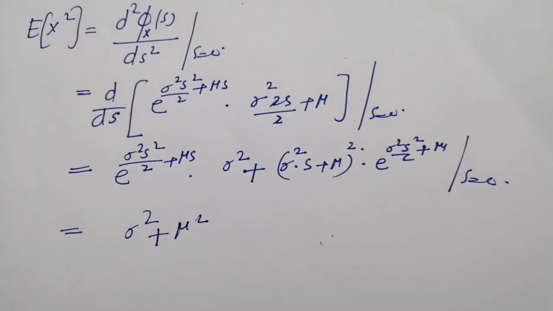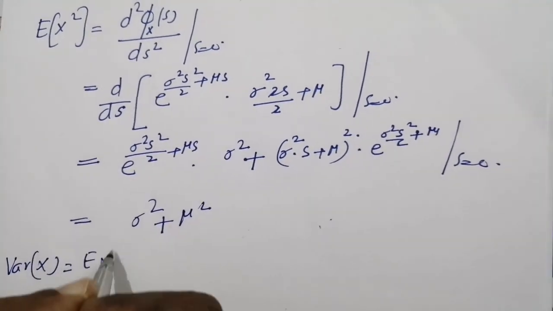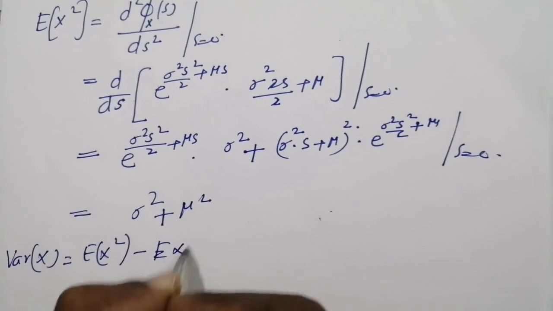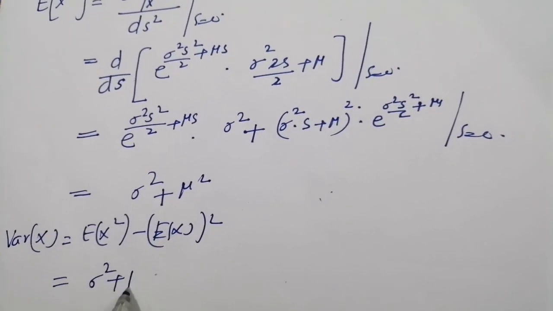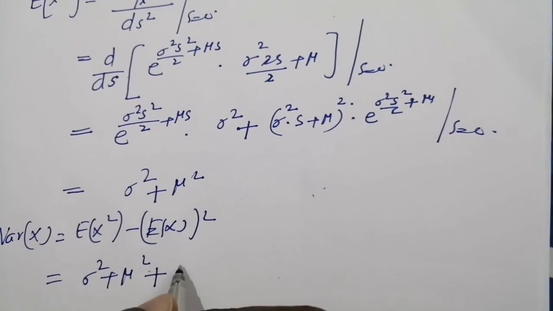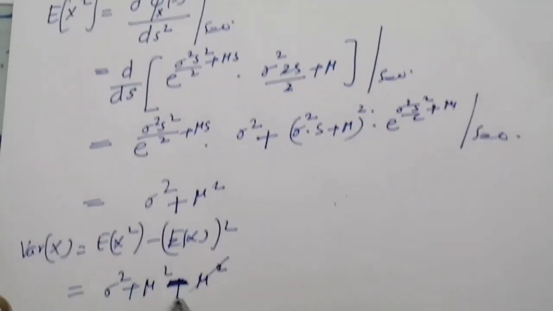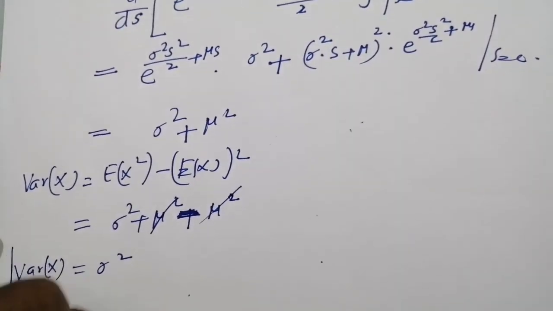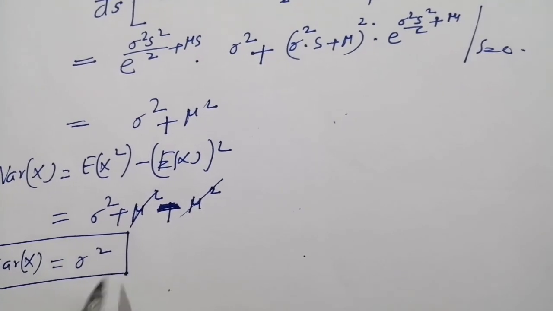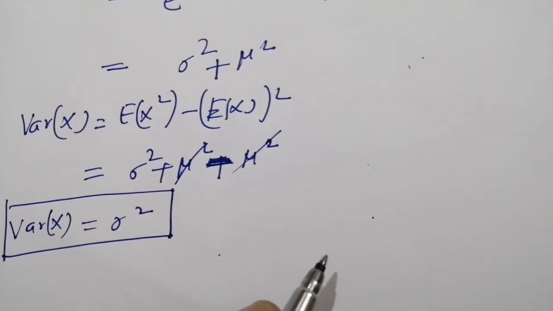Now the variance of x is expectation of x square minus expectation of x the whole square. This will be equal to sigma square plus mu square minus mu the whole square. Mu square cancels, so the variance of Gaussian distribution will be equal to sigma square.